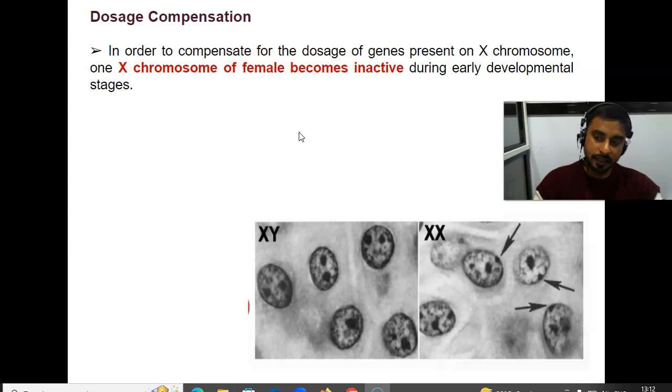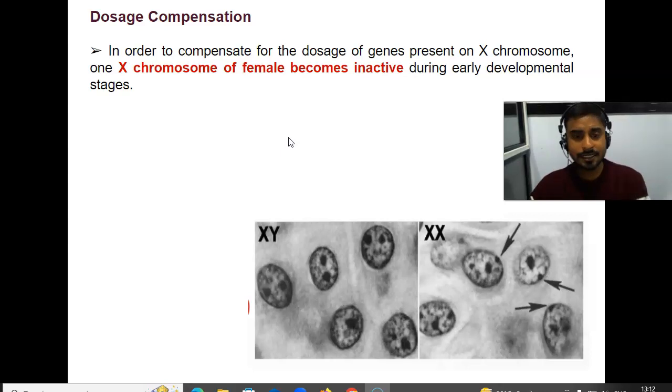In cell division, they are passed on from one cell to another, in mitosis, not in meiosis. If the cells are dividing, obviously they are going to pass on from one cell to another. So dosage compensation is the process in which the doses of the X chromosome are compensated, so that one of the X chromosomes in the female is inactivated.